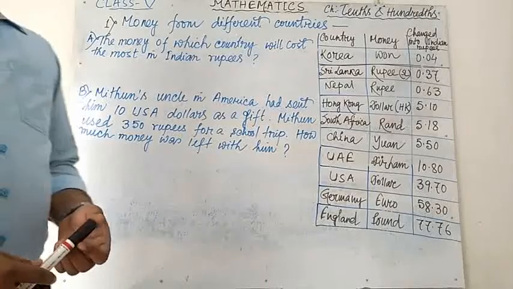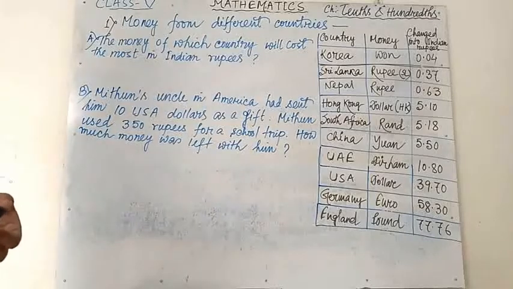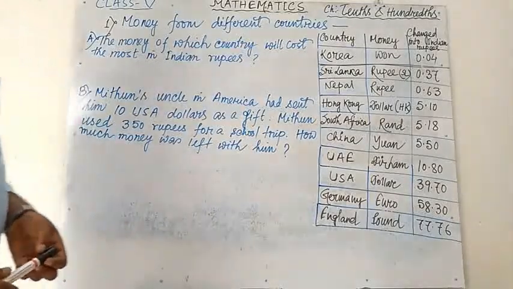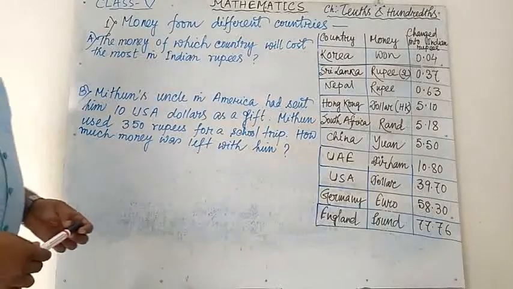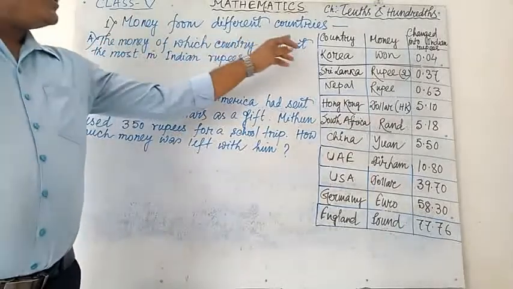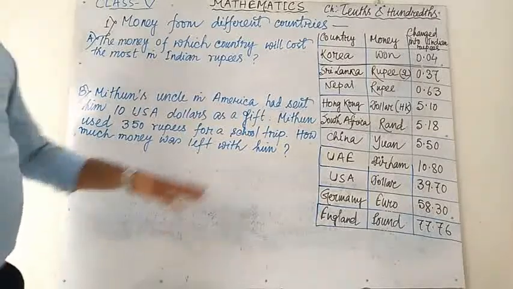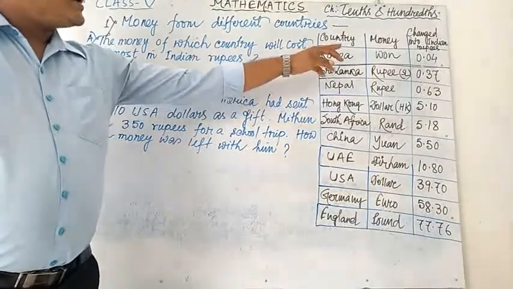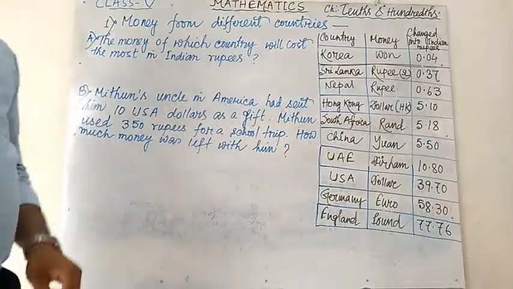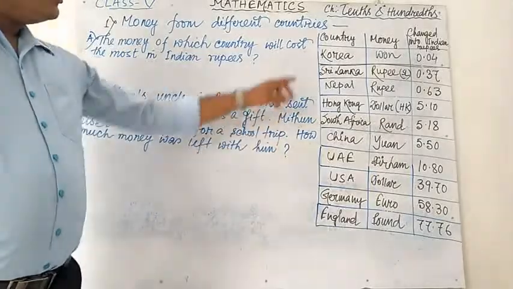Today we are going to solve some problems from your NCERT book, chapter Tens and Hundreds. So come to the first problem. Number 1, money from different countries. Here you can see a chart. The first column is the country name, next is money, next is change into Indian rupees. So the names of different countries are there.